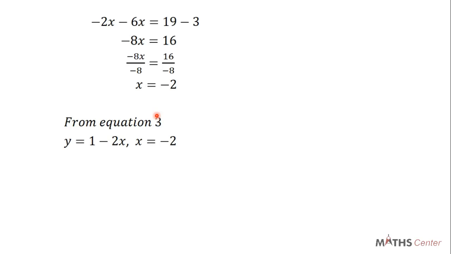We know that from equation 3, y is equal to 1 minus 2x. But we have now found x to be minus 2. So wherever we see x, we can replace it with minus 2 in order to find y. So y will give us 1 minus 2 times x, which is now minus 2. Minus 2 times minus 2 will give us positive 4. So 1 plus 4. So y is equal to 1 plus 4 and y is equal to 5.